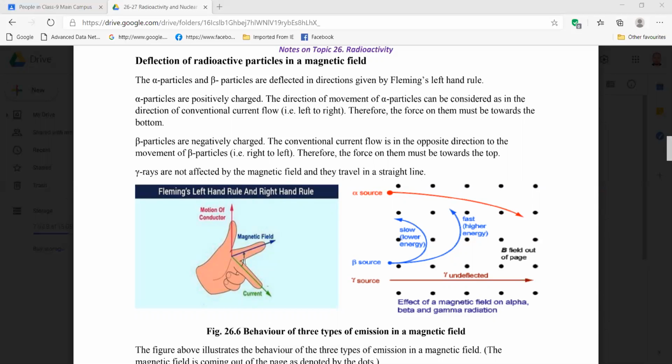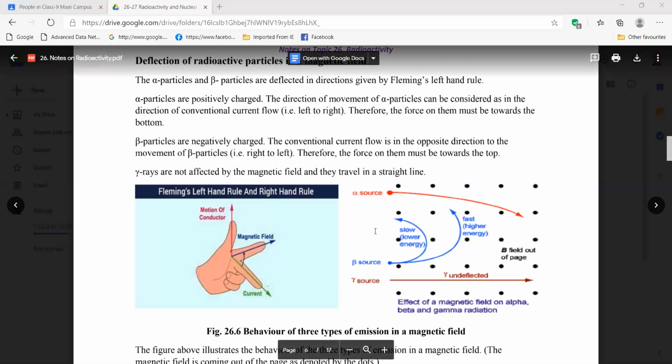Then the magnetic field is the first finger, and the current also makes 90 degrees with the second finger. Okay, first finger, second finger, and the thumb, they are all at 90 degrees. This way you should fix, and your magnetic field or the first finger will be upwards. Then we have here alpha.